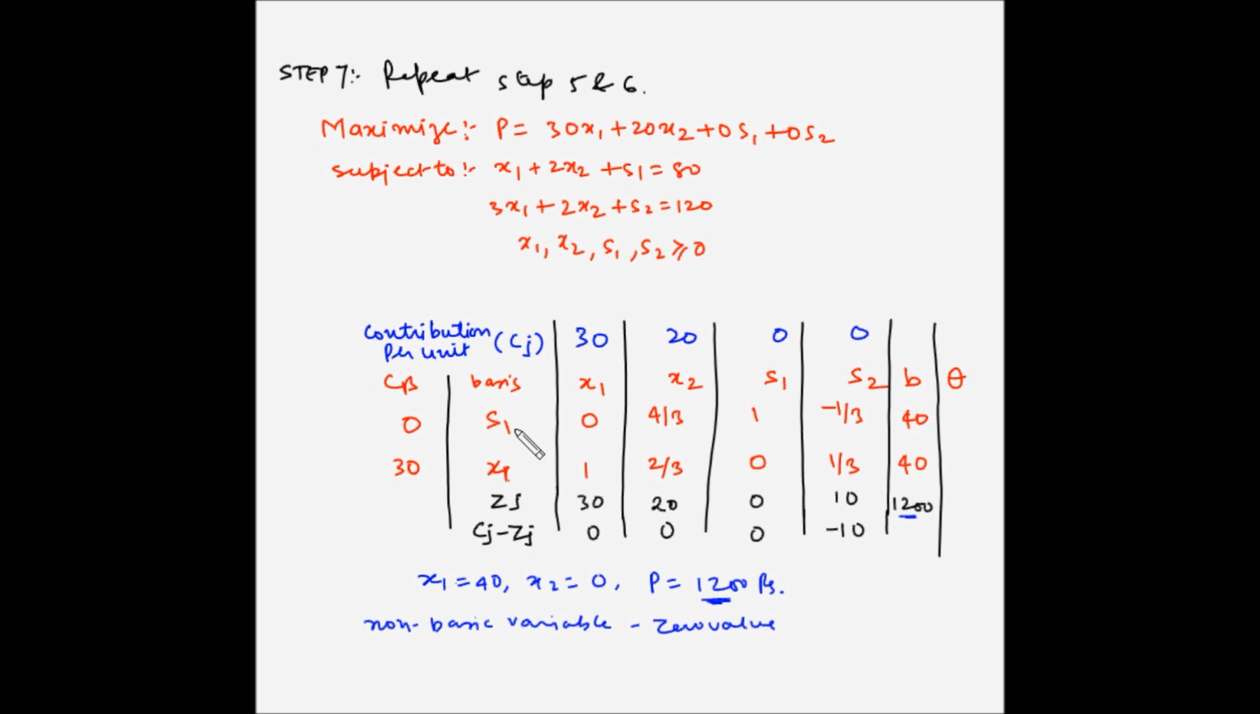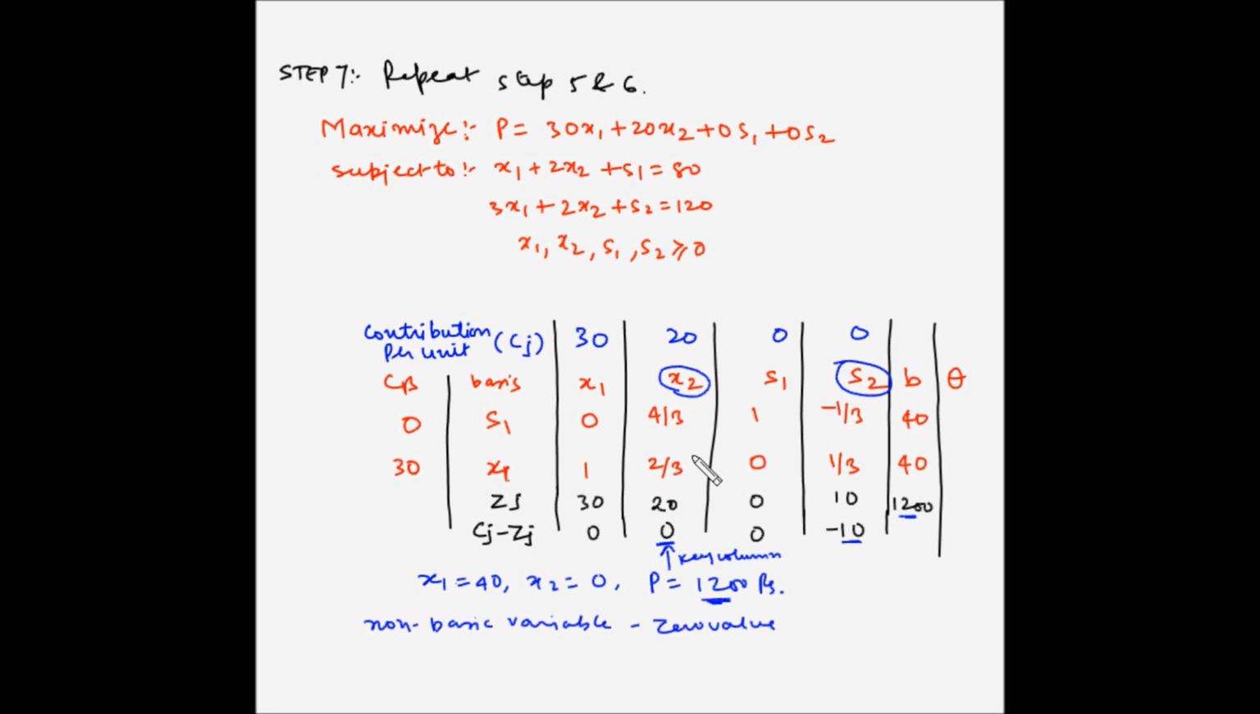So in our case, we have S1 and X1 in the basis column, while X2 and S2 become the non-basic variables. Now S2 has a Cj minus Zj value of minus 10, which means that if we introduce this in the solution, then our profit is going to reduce. However, X2 has a Cj minus Zj value of 0, which means that this can enter the solution without impacting the optimal solution. So now column X2 becomes our key column, and X2 is the entering variable.